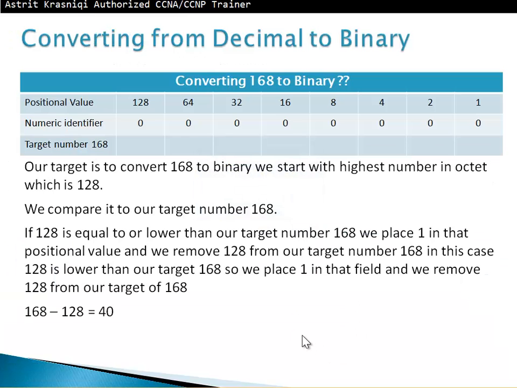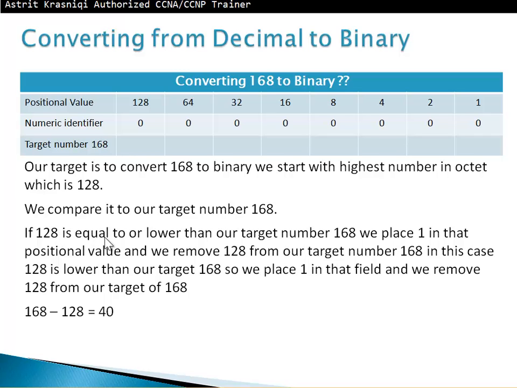Now, conversion from decimal to binary is the other way around. So now we have a decimal number of 168 and we want to convert this number into binary. What are the ones and zeros? So again, our target is to convert 168 to binary. We start with the highest number in the octet, which is 128. This one here. We compare it to our target number of 168.